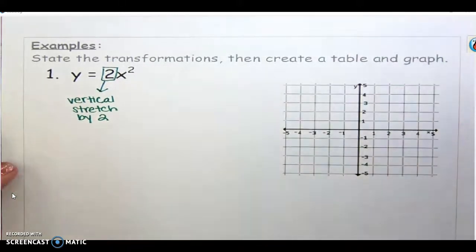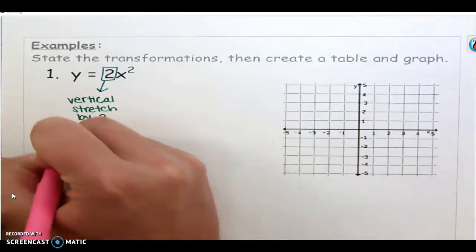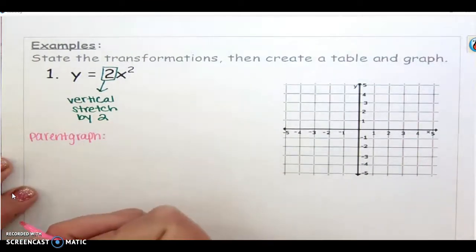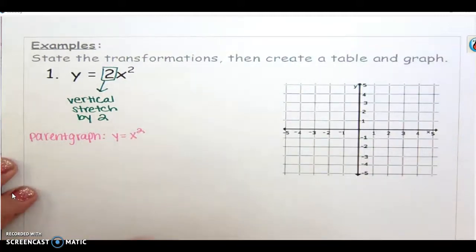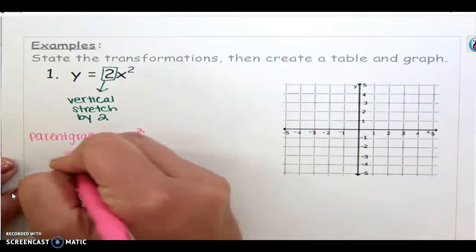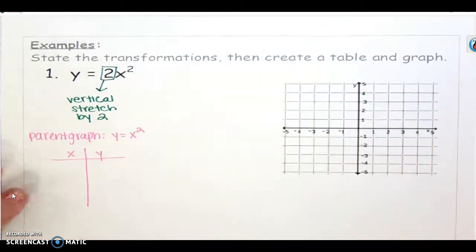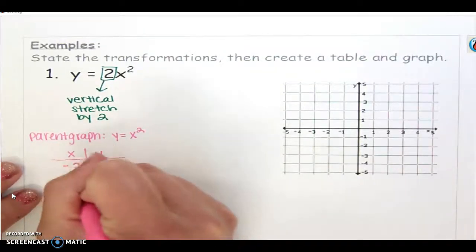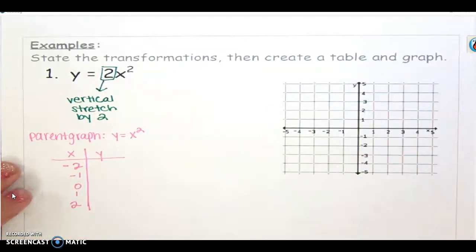So where we're going to start is the parent graph. In other words, the graph without any transformations is just x squared. So y equals x squared. So we're going to make a table with values of the parent graph, y equals x squared. For most of these graphs, for my x values, I use -2, -1, 0, 1, 2. Usually that gives you a pretty good indication of what the graph's going to look like.